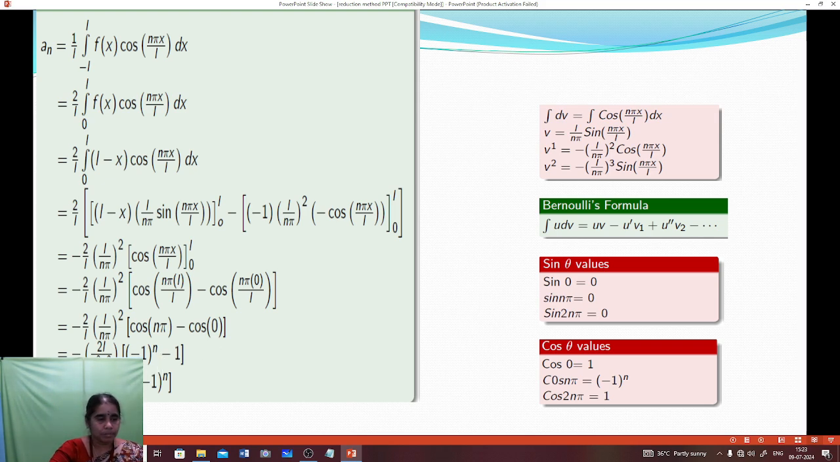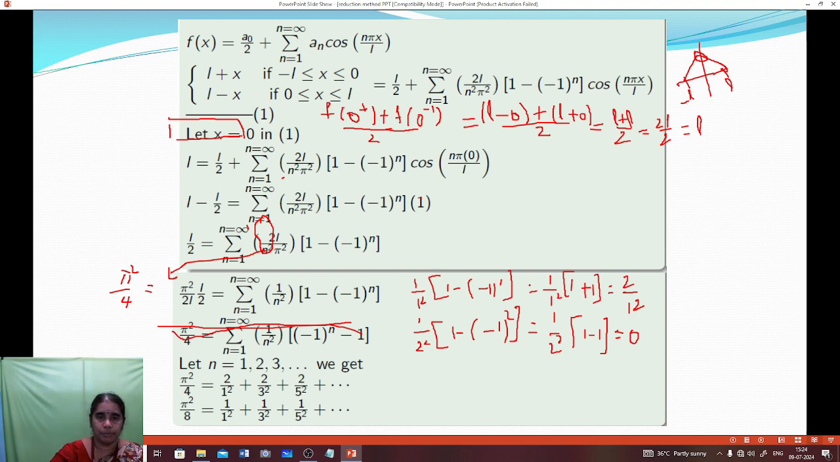Minus 1. So on solving this, we get 2L by n square pi square, and inserting our minus, we just replace it as 1 minus of minus 1 power n. This is our an value. Now go and substitute those things in the given function.